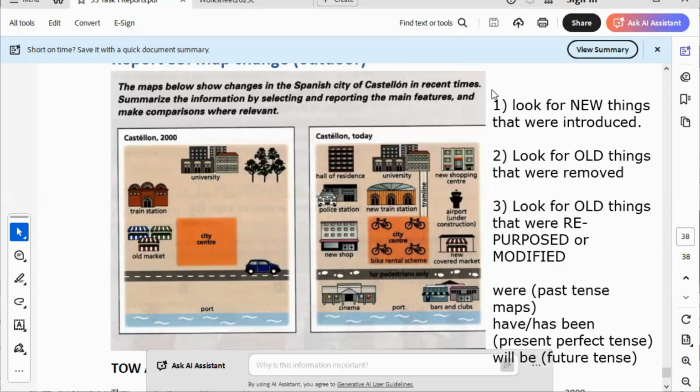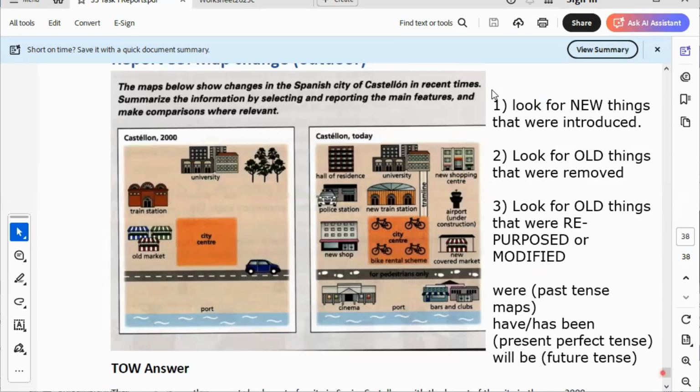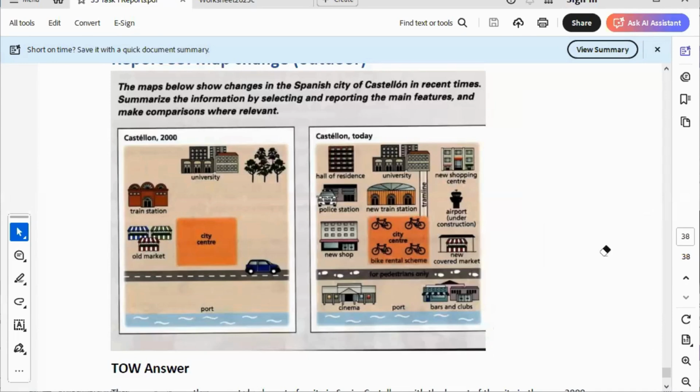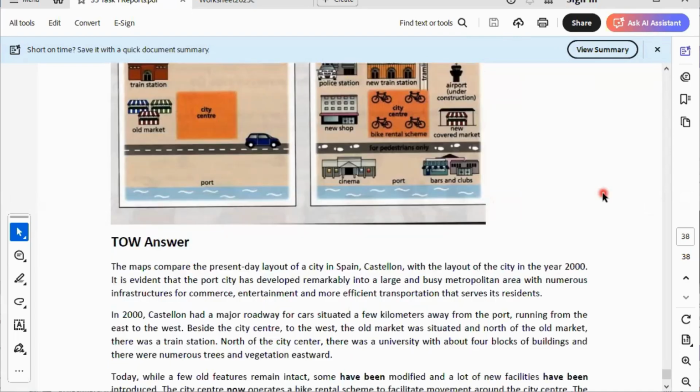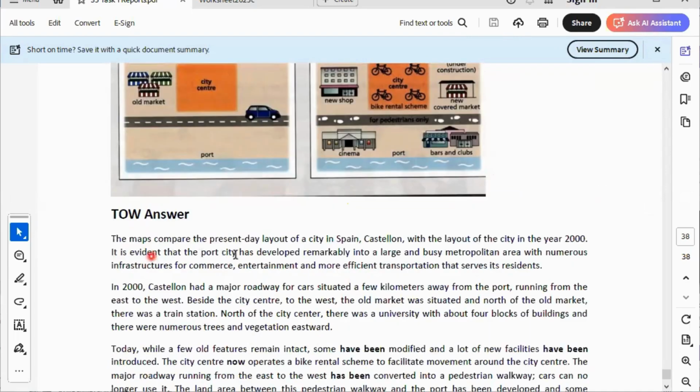Now let's look at the, what's it called? Let's look at the map carefully. I'm sorry, let's look at the report. Sorry. Let's look at the reports now, and then we're going to move to some other things. Okay, so look at the overview. It is evident that the port city has developed remarkably into a large and busy metropolitan area.